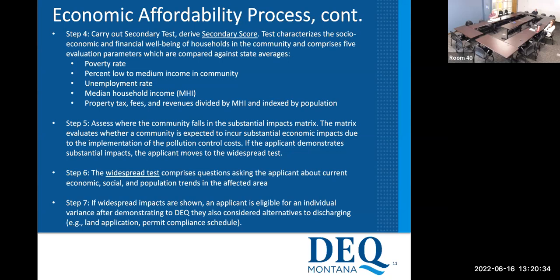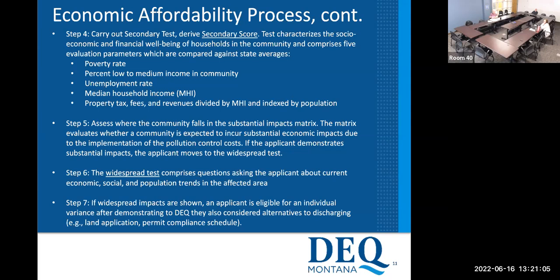And then this is one that we specifically developed here in Montana: property tax, fees, and revenues divided by MHI and indexed by population. In a nutshell, what that means is how much burden the community is already bearing due to existing property taxes, fees, and other things of that nature. So we have that in there as well. Those are all looked at.